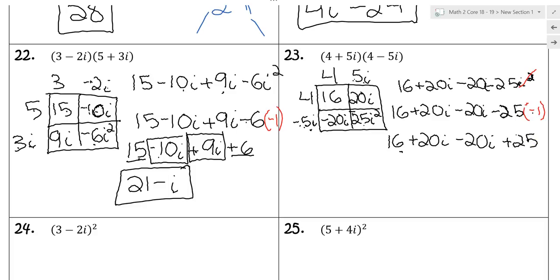Combining our like terms, 16 plus 25 is 41. Then I have a positive 20i and a minus 20i. Those cancel out to be 0, so we don't write down anything. You do not have to write down 41 plus 0.